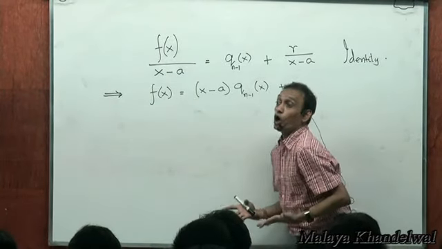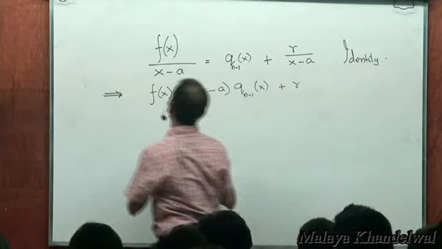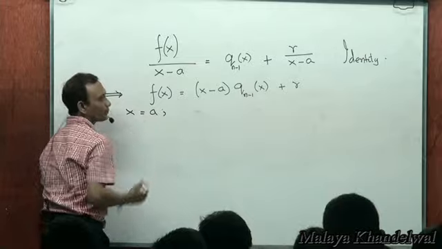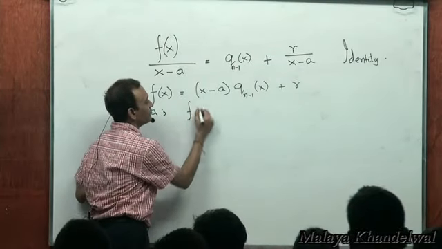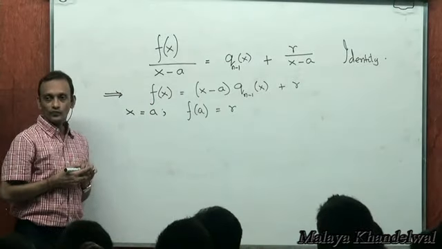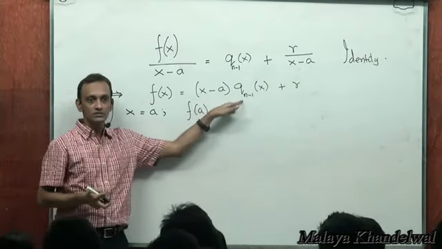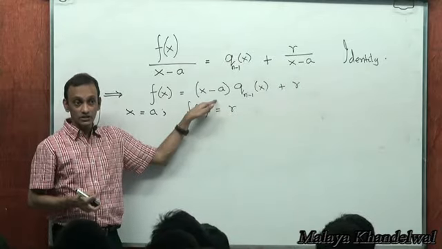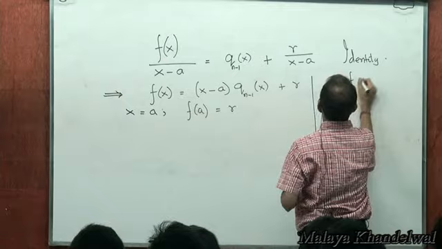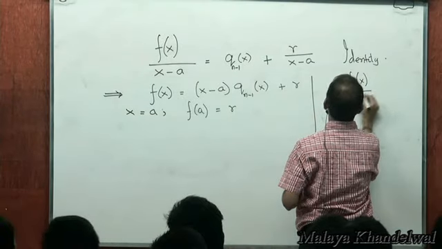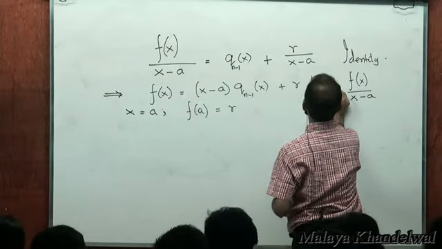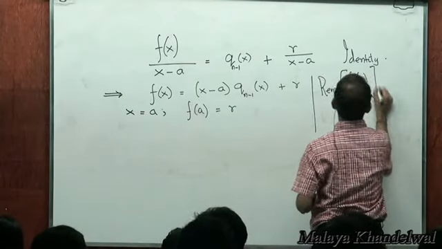Put x equal to a on both sides. Then f of a would be r. Yes or no? Because this vanishes. That means, conclusion, if f(x) is divided by x minus a, the remainder of this division would always be f of a.